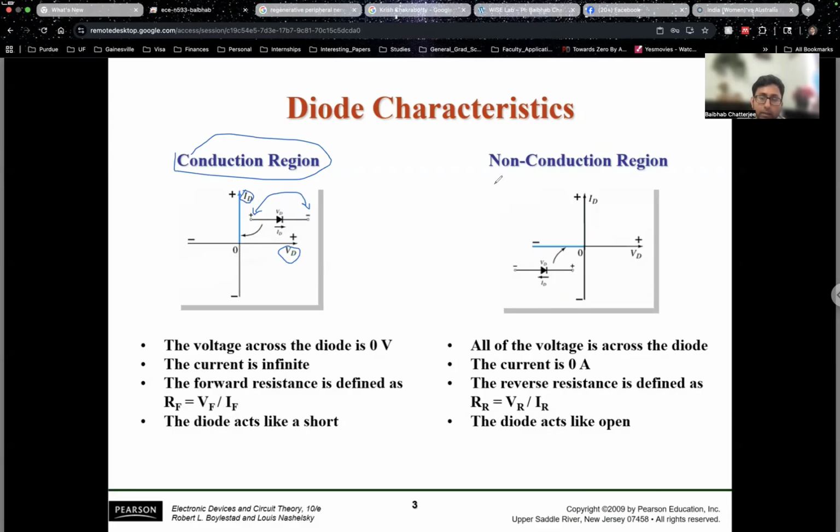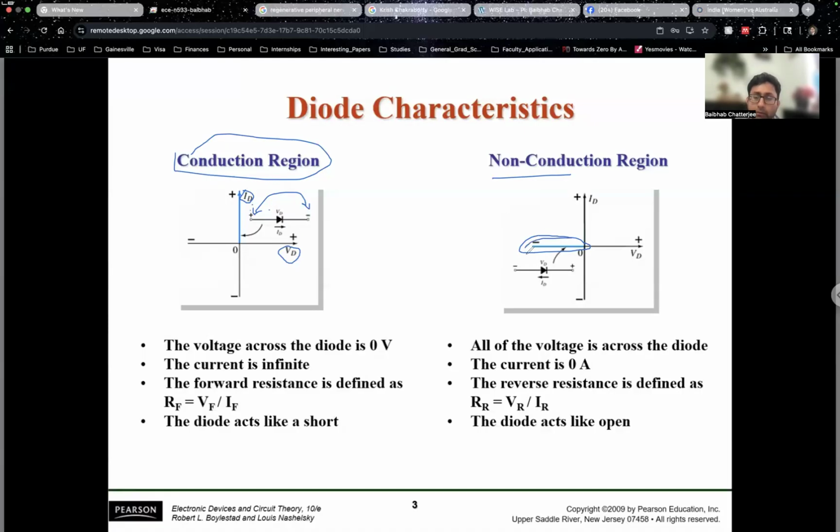On the other hand, in the non-conduction region, you're connecting a lower voltage at the positive terminal of the diode and a higher voltage at the negative terminal. In that case, the diode ideally will work as an open circuit. Whatever negative VD you provide, and why is VD negative? Because VD was originally defined as the voltage between the positive terminal of the diode and the negative terminal. So if you reverse it, VD becomes negative.